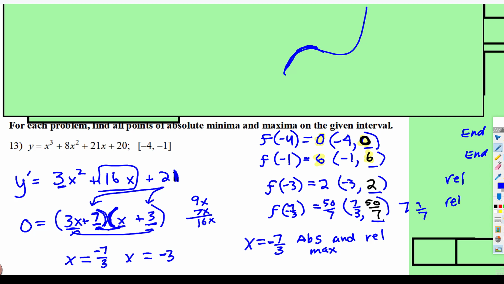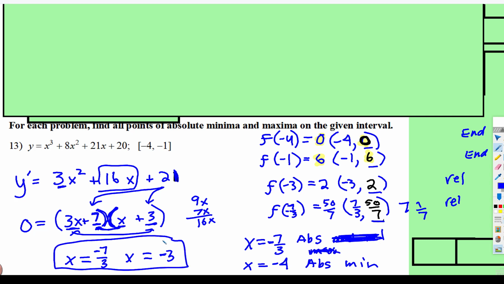Although this drawing right there probably is not going to depict that very well. And then what's our lowest point? Where our lowest point is 0. So where x is equal to -4, that will be our absolute min. Now, was it asking for the relative max? No. I just wanted to point out that because we found the -7/3 through the first derivative, that is a relative max. It just so happens that on that domain it also was the absolute max.